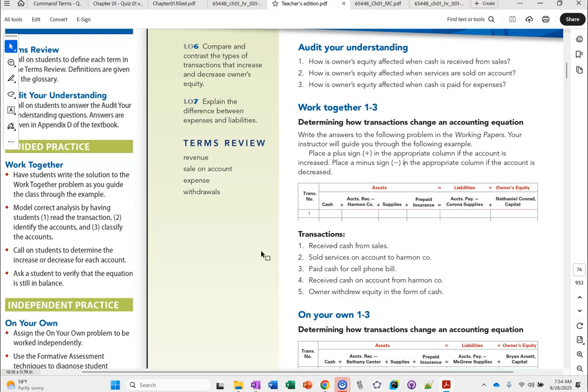Place a plus sign in the appropriate column if the account is increased. Place a minus sign in the appropriate column if the account is decreased. And we have 5 transactions, so each row is going to have this for each one of the 5 transactions. You only need to put something in the column if something happens there. So, received cash from sales.